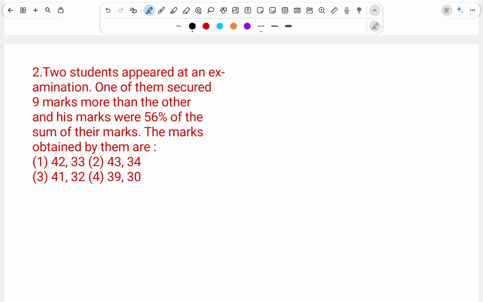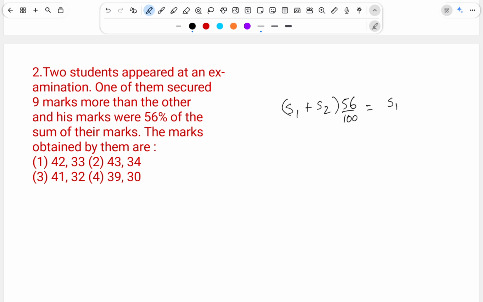See that, S1 plus S2, 56% of the total. Who is that? Let S1 be the highest mark. Two students appeared at an examination. One of them secured 9 marks more than the other, and his marks were 56% of the sum of their marks. The marks obtained by them, they are asking.